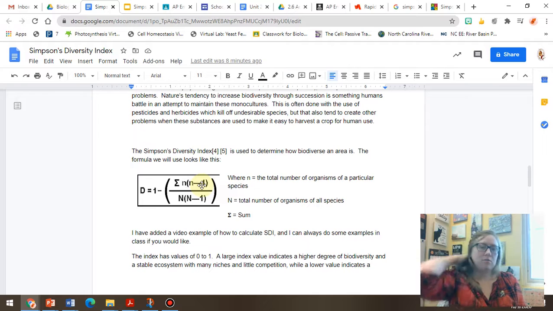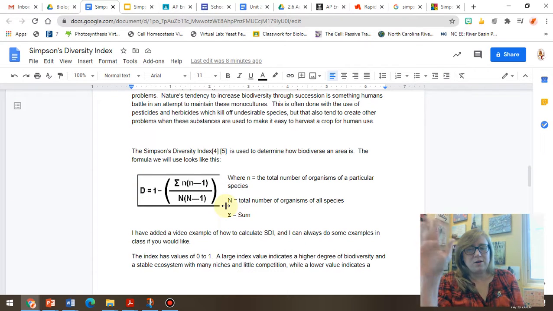Okay, so easy, easy, easy. And then big N, of course they have to use the same letter. Whatever, it's okay. Big N is the total number of organisms of all species. So that's adding up everything, so we're getting a fractional number. You won't be able to get this until the end. You add up all the organisms of all the species.